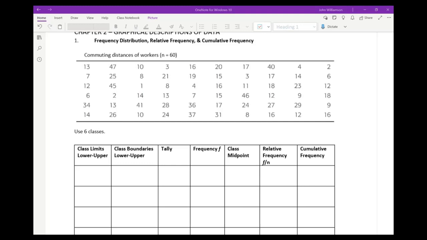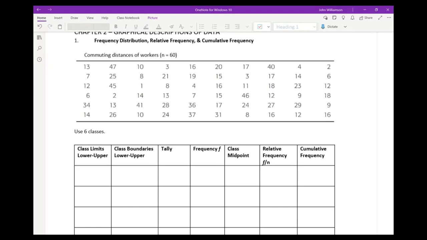I will always start out by giving you exactly what you see here: a blank table layout. So you don't need to remember what goes in the frequency table. All you need to remember is how to fill it in. You don't need to worry about knowing that you have to have class limits, class boundaries, frequency, a midpoint, relative frequency, cumulative frequency. You just have to know how to calculate those pieces.